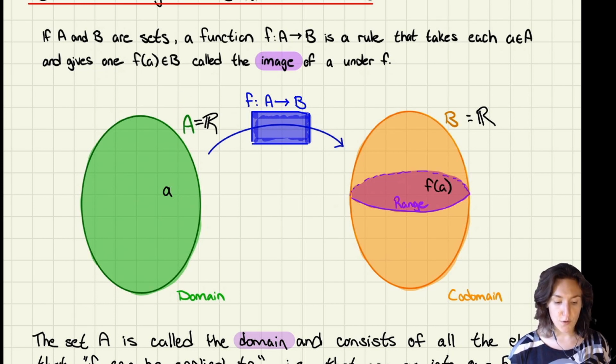And in terms of vocabulary, we have these sets A and B, which we think of as R, but I'm writing them as A and B so we can more easily talk about them. A function is a rule that takes each element from our domain and gives one f of a. Remember, sometimes we rename it to be b or y for convenience. And sometimes that output, f of a, is referred to as the image under f. That's just special vocabulary.